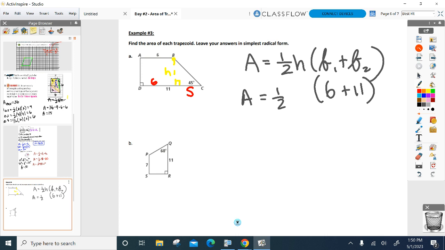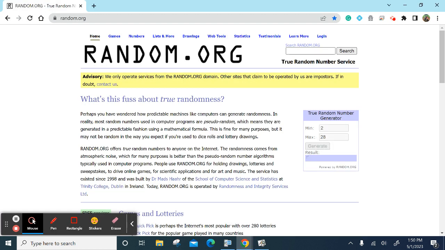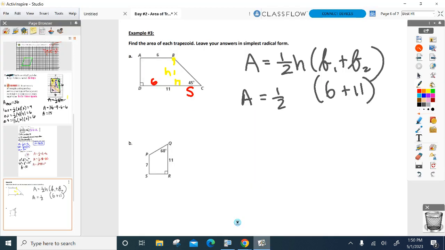Yes. Is the 5 a leg or the hypotenuse in the 45, 45, 90? Leg. And what did we learn about the legs on Friday? In a 45, 45, 90, the legs are congruent. So if that leg's 5, the other leg, aka my height, is also 5. And then we get 42 and a half.